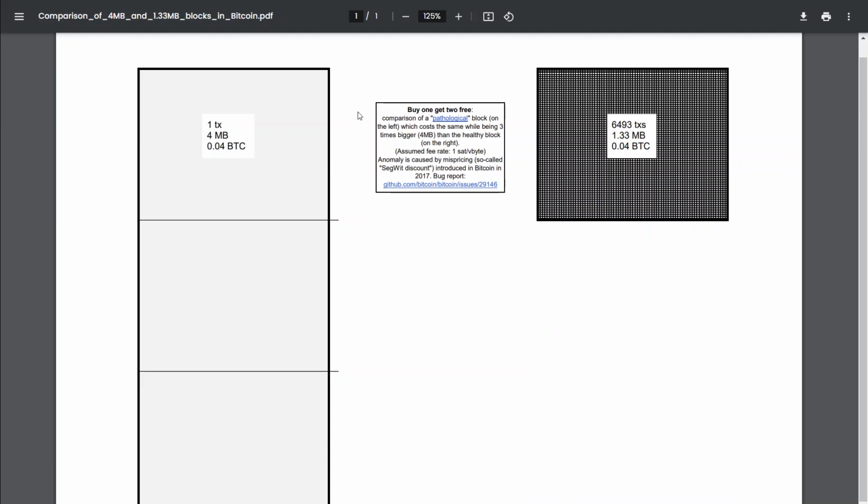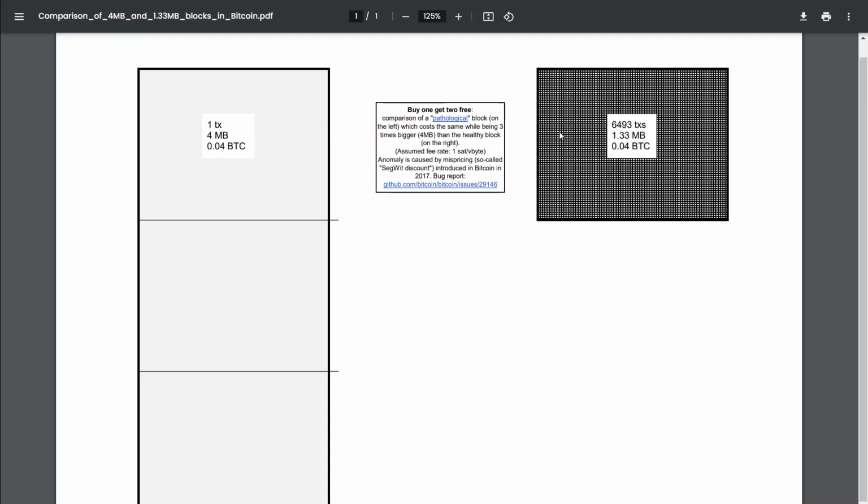There is the illustration of a big block on the left side here. It has 4 megabytes of data and just one transaction, and it pays 0.04 Bitcoin to a miner. And on the right side, we've got a smaller block of 1.33 megabytes, 6,493 transactions, and the same amount of fee paid to a miner.